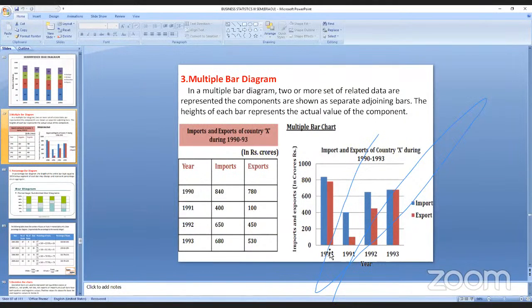Got my point now? Yes, ma'am. Simple, multiple, and subdivided. These are three very important diagrams. Take the diagram also, this screenshot.